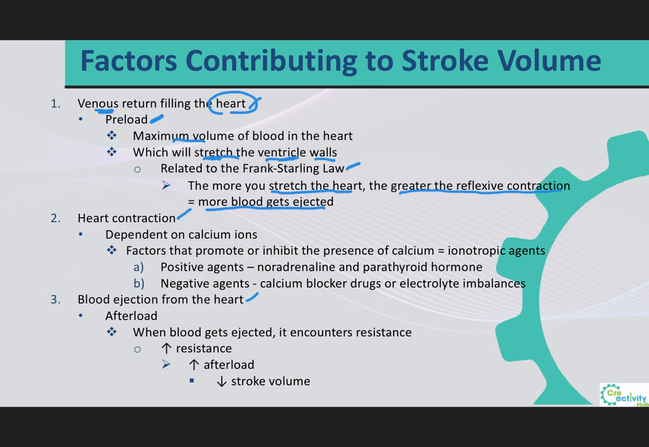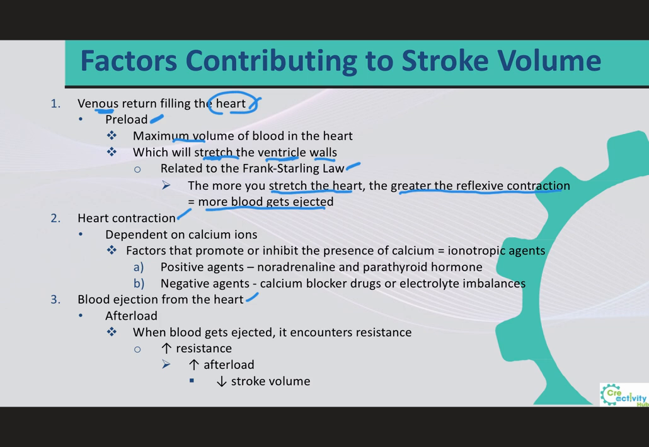And preload is directly related to the venous return. So the more you stretch the heart, the greater the contraction, the more blood can be sent into the systemic and the pulmonary circuits. How about the contraction? What do you need to know about heart contraction?